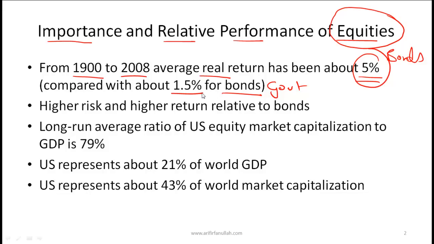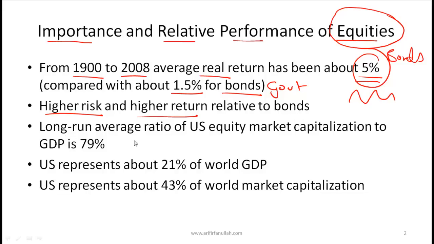Now clearly bonds are less risky, the cash flow is more certain, and hence the return on bonds is relatively low. For equities, there is more riskiness because equity values can go up and down, but on average they provide a much higher return than bonds. So the point is highlighted here. With equities we have higher risk and therefore higher return relative to bonds.